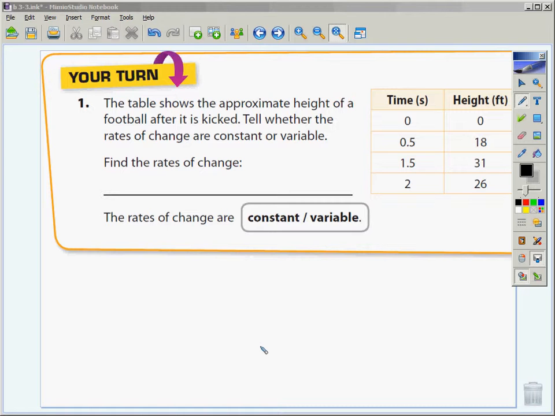Page 341. The table shows the approximate height of a football after it is kicked. Tell whether the rates of change are constant or variable. If they're talking about a rate of change, they are, in fact, talking about a slope. Anytime you're dealing with a rate of change, that is what specifically they're talking about.